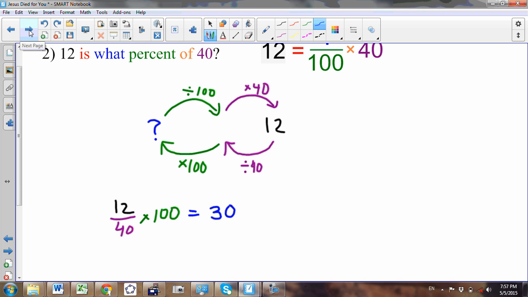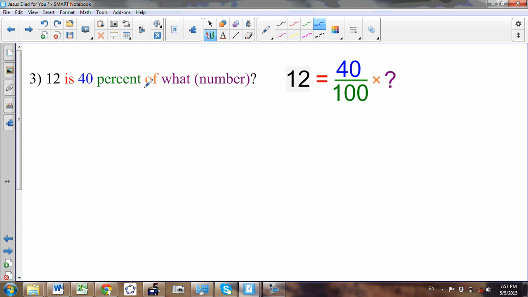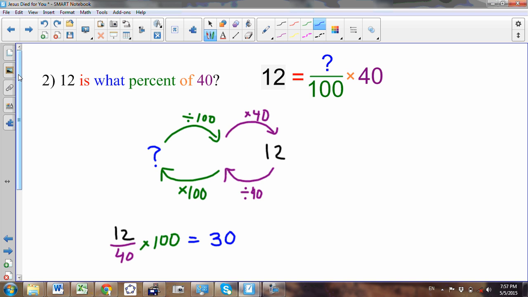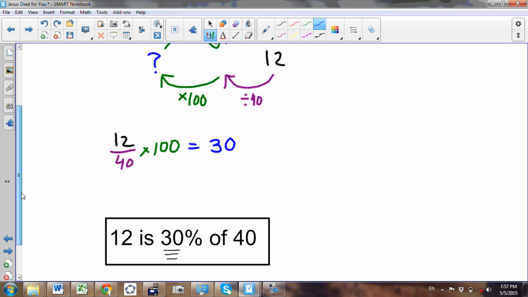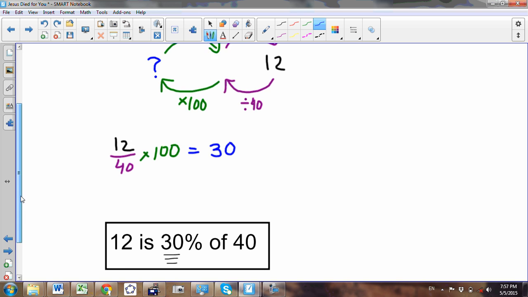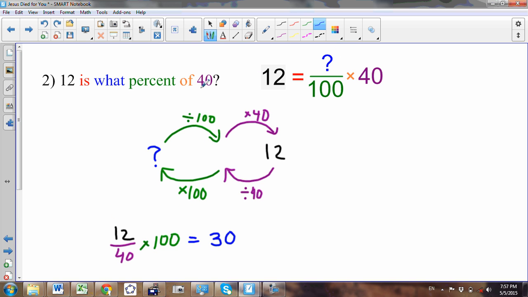And then finally, the third scenario that you could possibly come up with. Oh, by the way, the number that we're looking for is 30, that means that 12 is 30% of 40. What percent of 40 is 12? It's 30% of 40.